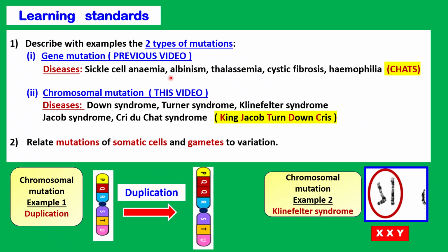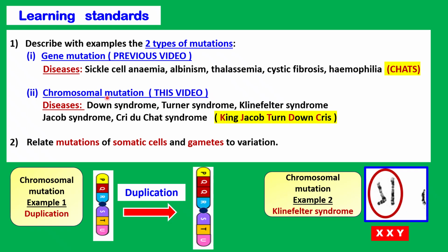Number 1, describe with examples the two types of mutations. The first is gene mutation, which was covered in the previous videos, and the second is chromosomal mutation, which I'm going to discuss in this video. Examples of diseases caused by gene mutation are sickle cell anemia, albinism, thalassemia, cystic fibrosis, and hemophilia. Think of the acronym CHATS: C for cystic fibrosis, H for hemophilia, A for albinism, T for thalassemia, and S for sickle cell anemia.